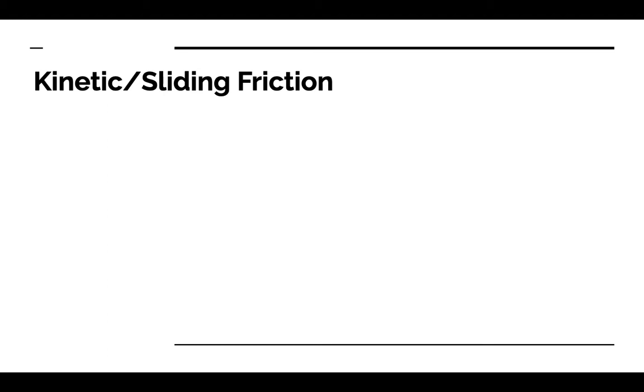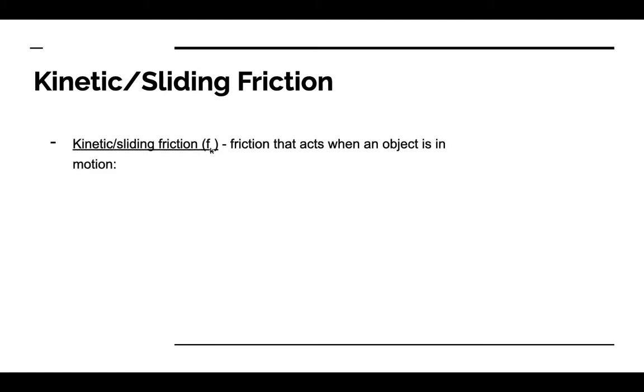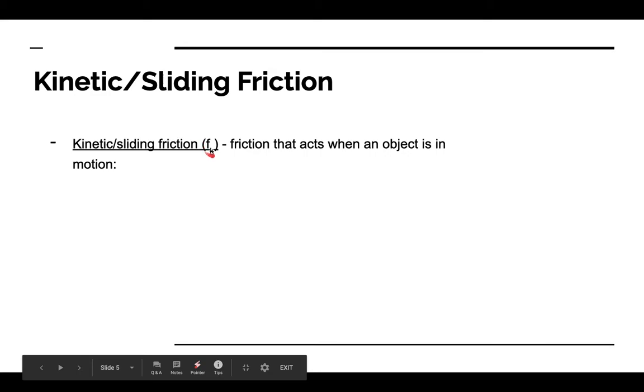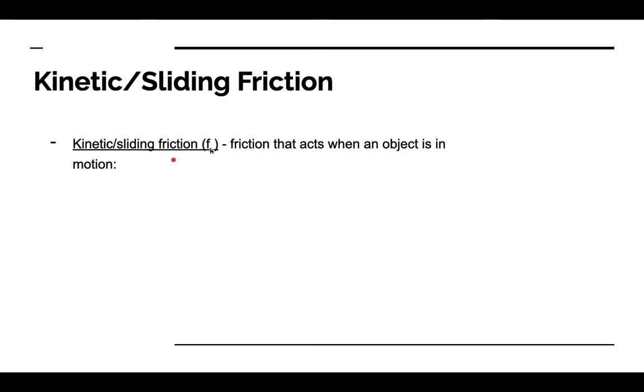So next we move on to kinetic, or sliding, friction. Kinetic friction, labeled with lowercase f subscript k, is a friction that acts when an object is in motion. The equation for kinetic friction is that the kinetic friction is equal to the coefficient of kinetic friction times the normal force. There are different coefficients of friction depending on the type of friction. So for kinetic friction, there is the coefficient of kinetic friction instead of the coefficient of static friction. In addition, note that there's only an equal sign here. There is no less than or equal sign here.